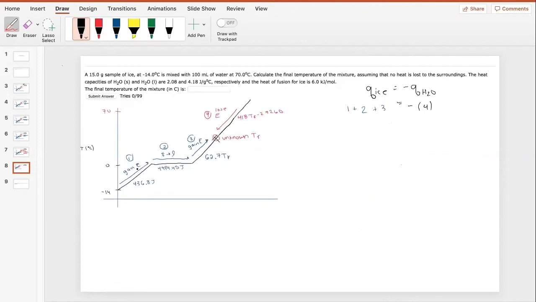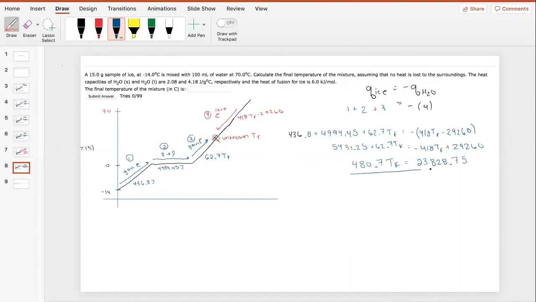Step 1 plus step 2 plus step 3 was equal to negative step 4, so we can go ahead and write that in with our values. We can combine like terms on both sides. Isolate the TF, divide by 480.7, and we get that our final temperature is equal to 49.57 degrees Celsius.